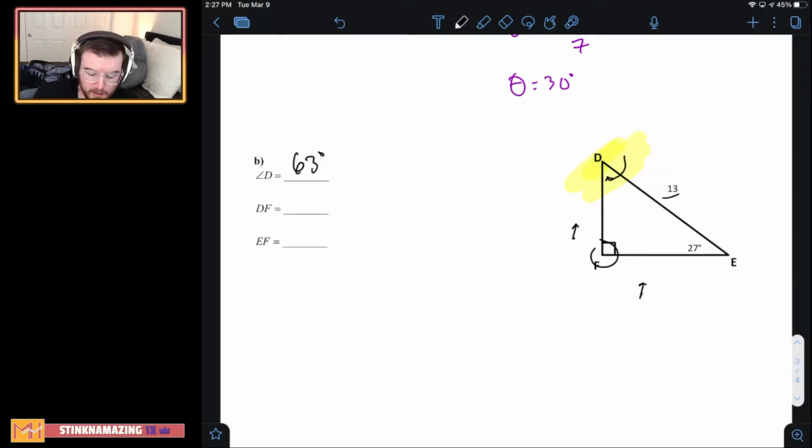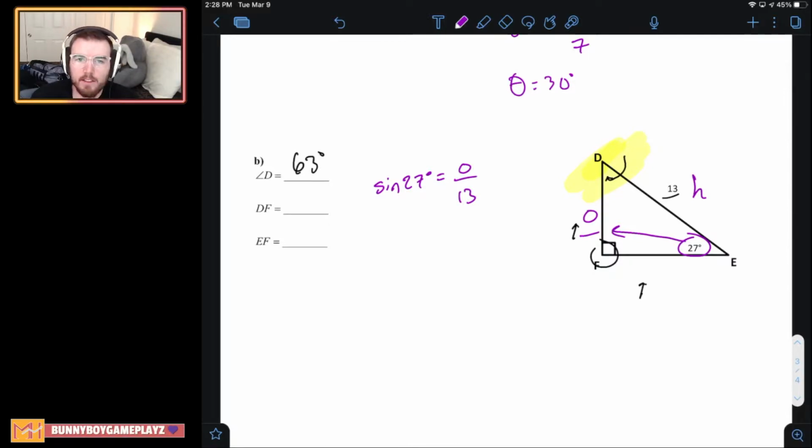This is different. Let's set up an equation. We know that this is 27 degrees, and we're trying to find the opposite side, right? We know the hypotenuse, but we're trying to find the opposite side. What relationship is that? Sine. Sine of 27 degrees is opposite, but we don't know that side, over hypotenuse, 13. You see how that setup makes sense, right?